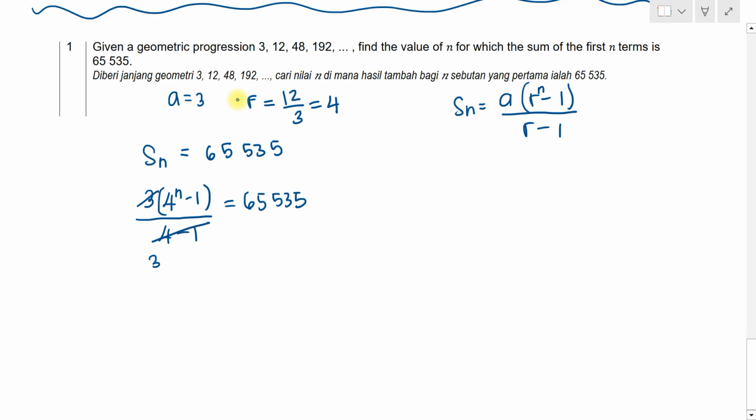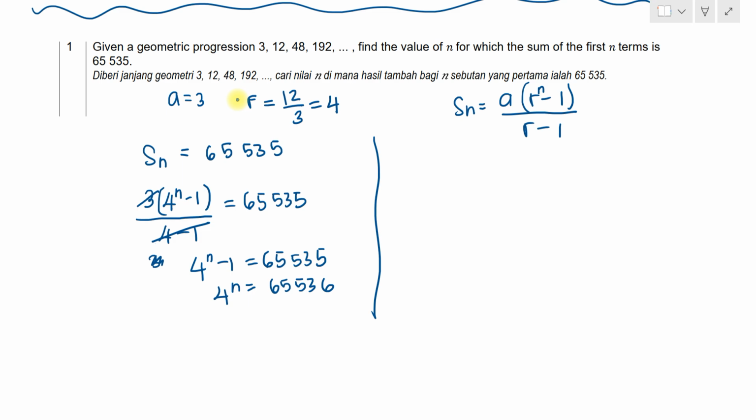Actually these two cut, correct or not guys? 4 minus 1 is 3, we can cut because these two are just multiplying each other. Okay, so 4 to the power n minus 1 is equal to 65,535. 4 to the power n is equal to 65,536. You can use the indices method, but to save time, I use log or ln. You can also use ln, there is nothing wrong.